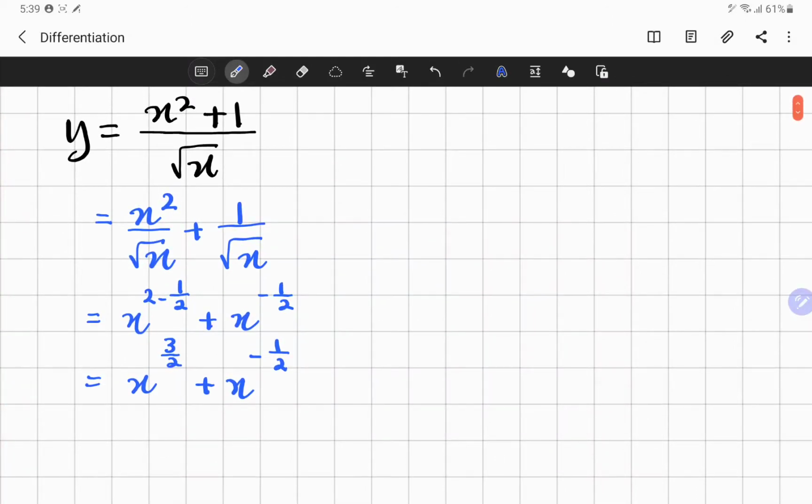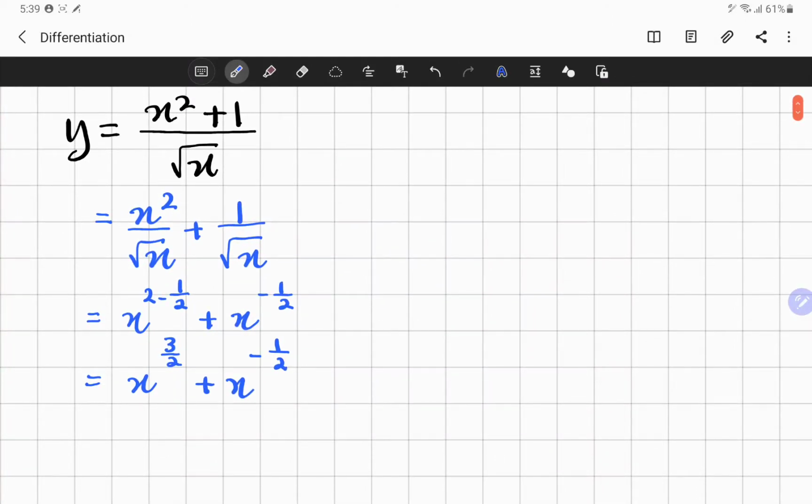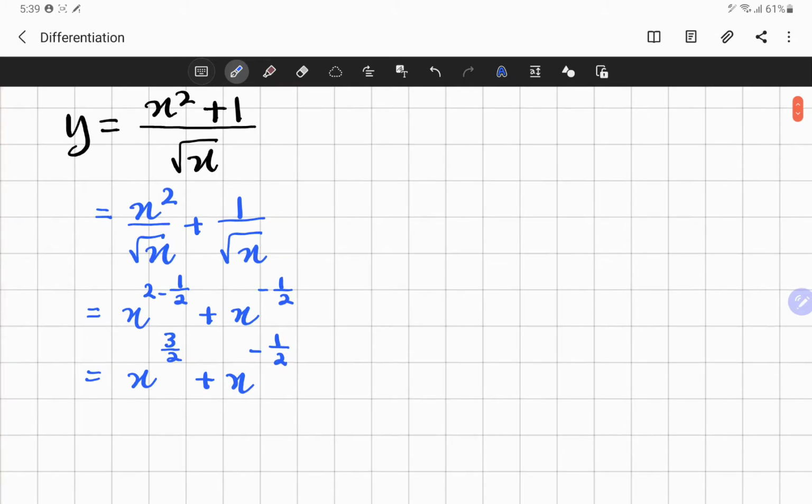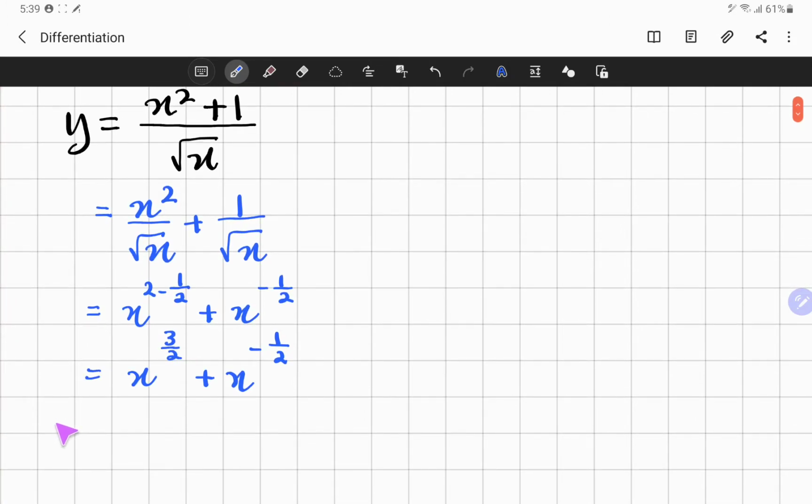Now, let us differentiate these equations. We're going to get dy/dx equals, we're going to use the power rule, 3 over 2 x to the power of 1 over 2, minus 1 over 2 x to the power of negative 3 over 2.